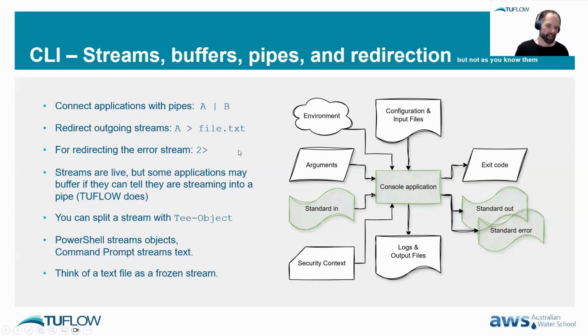This is a biggie. Connecting applications with pipes is a big thing. Like I said, when you start a console application, if it asks you for text, really it's just reading whatever text you're providing to it. You do that by typing into it, and then it pushes out text, and that is what you see scrolling by. But you can connect applications to each other with pipes.